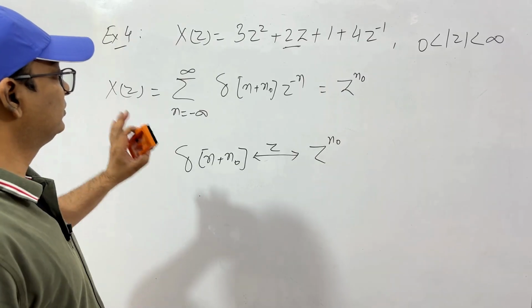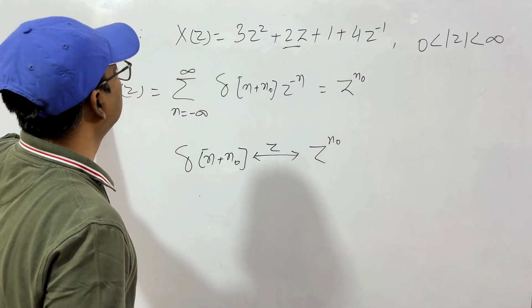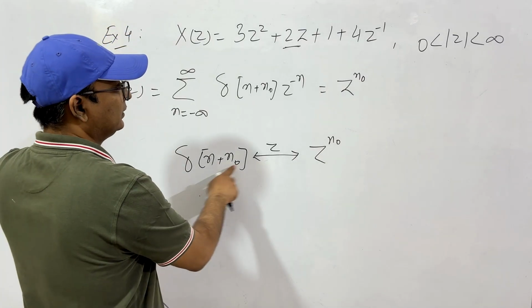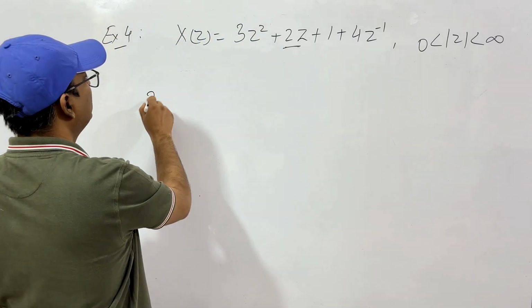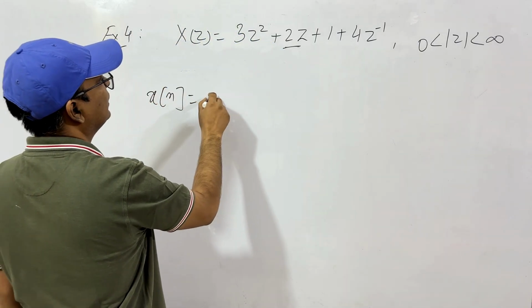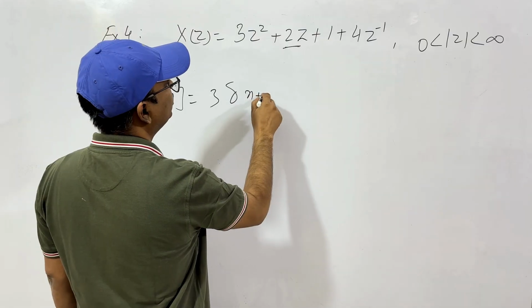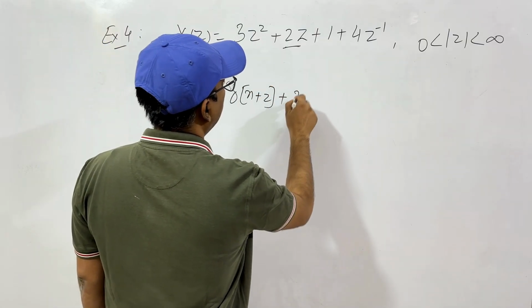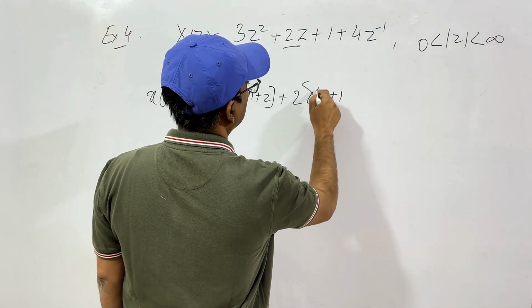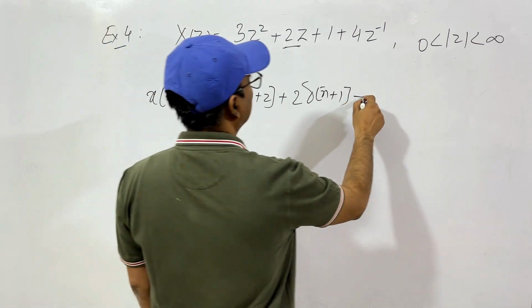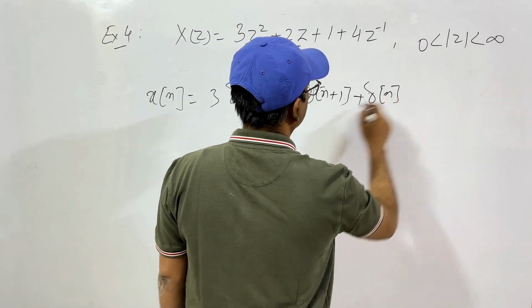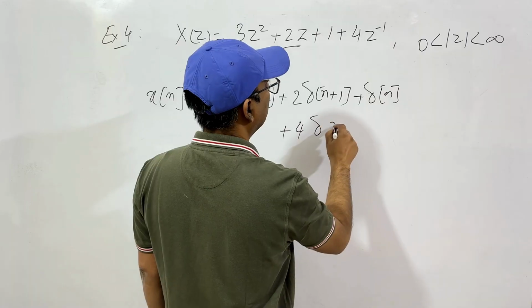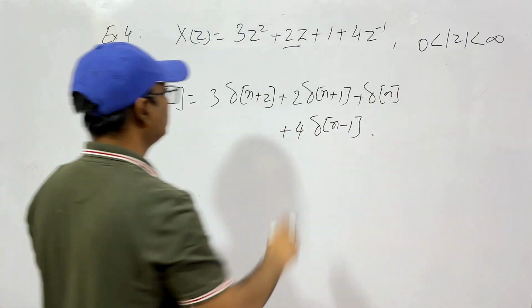Now keeping this in mind, if you solve this question, it is very easy. So x[n] will be 3δ[n+2], then 2δ[n+1], then this is 1, so it is simply δ[n], and finally this is 4δ[n−1]. So this is the sequence.